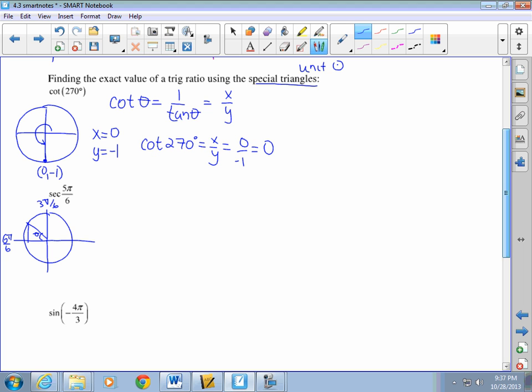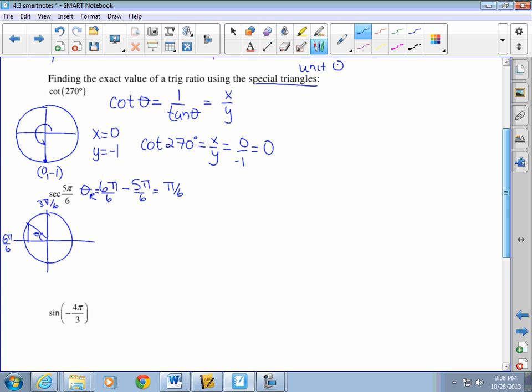So that means I need a reference angle in this case. My reference angle, because I'm in quadrant 2, is going to be pi minus that. So this is my reference angle, 6 pi over 6 minus 5 pi over 6, so that leaves me with pi over 6. So that's the reference angle that I'm going to be using when I do this.